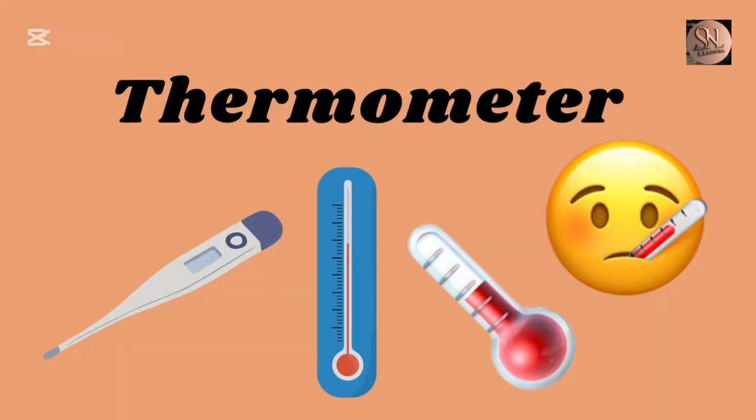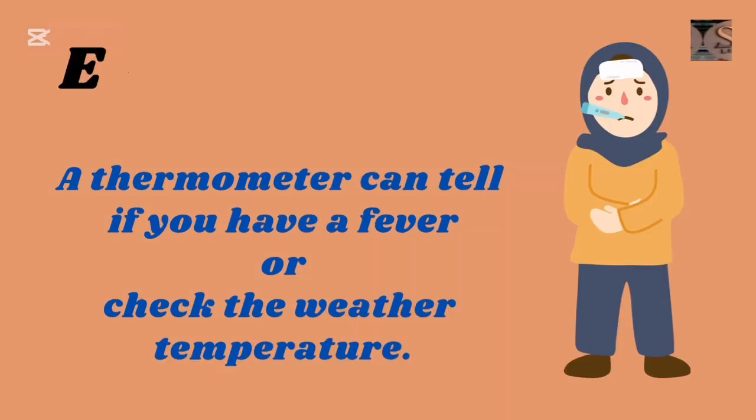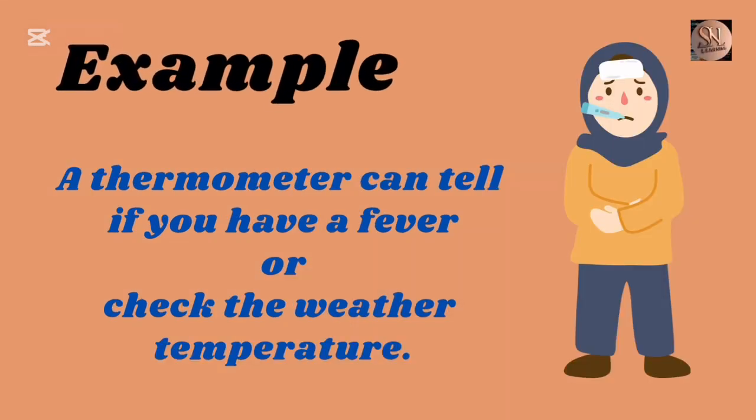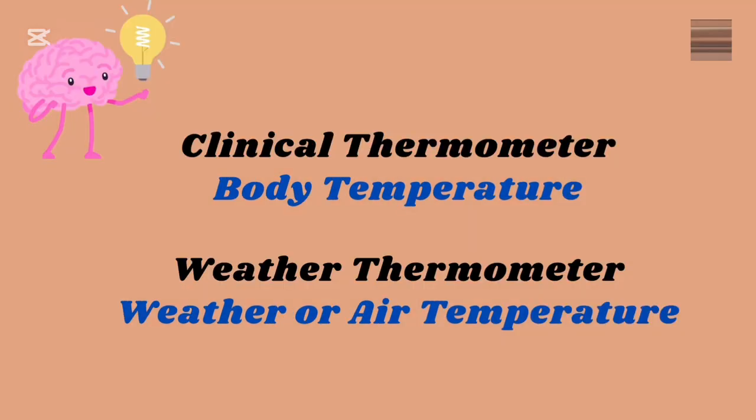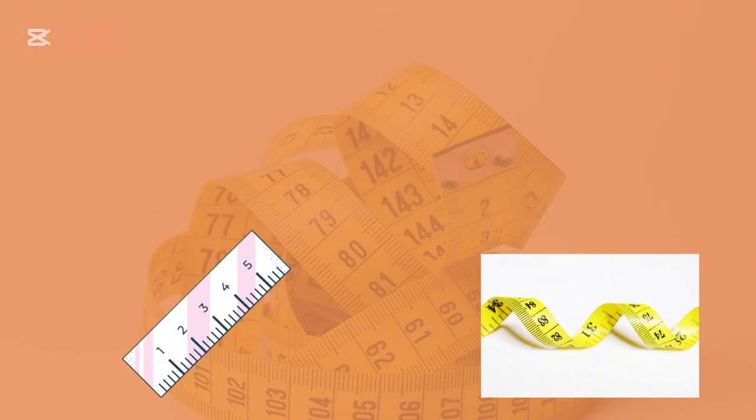The next is thermometer. Thermometer is a tool used to measure temperature, how hot or cold something is. For example, a thermometer can tell if you have a fever or check the weather temperature. In scientific teaching, it's better to specify that a clinical thermometer is for body temperature and a weather thermometer is for weather or air temperature.